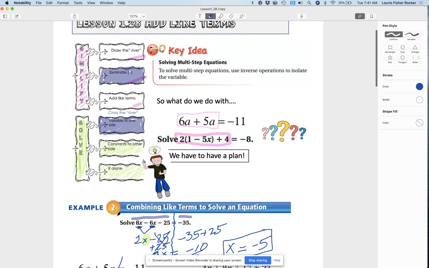Okay, coming back to here, we're adding that concept of simplifying before we solve. Draw the river, and for today's lesson, add like terms. And then when we go to solve, we're getting the constants to the other side, get the x alone. And that wraps that up.